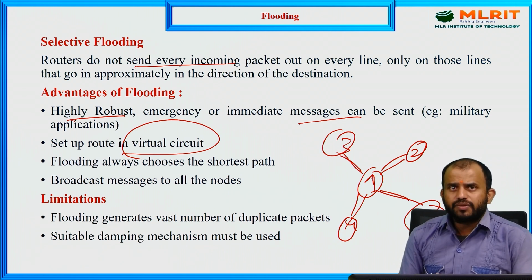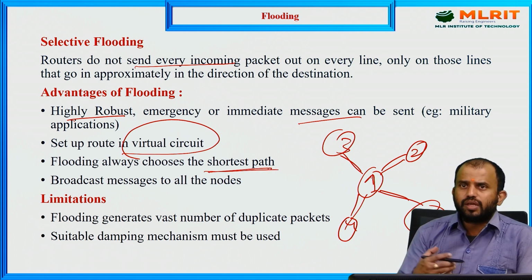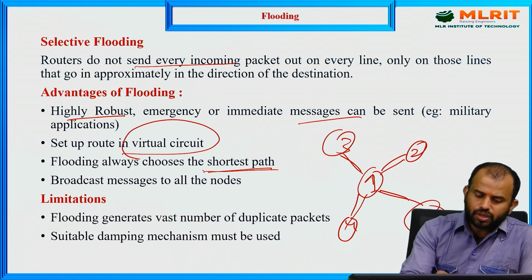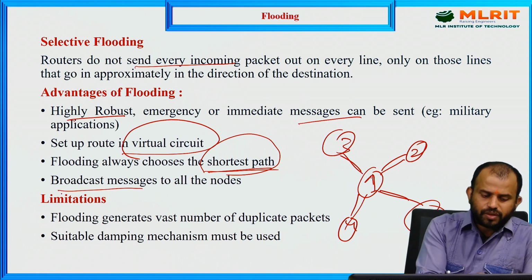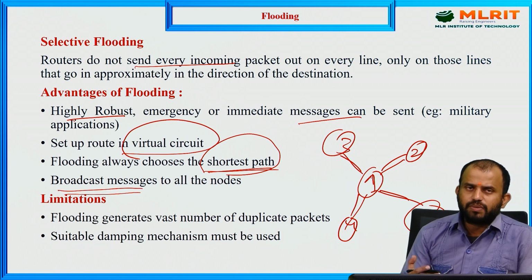And this flood always chooses the shortest path. You can choose the nearby destination path, and at the same time we have to choose the shortest path. That is a major advantage of this flooding mechanism. It is also used to transmit broadcast messages, not unicast messages. That is very helpful for this flooding mechanism.